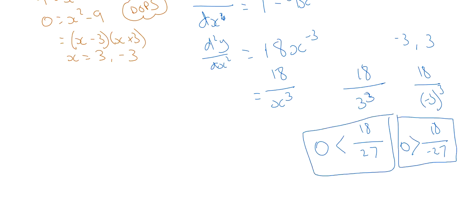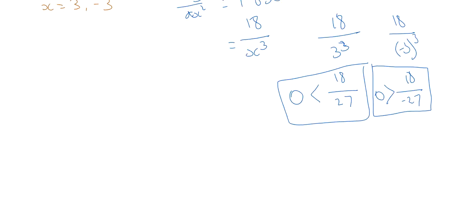What that means is if the second derivative is greater than 0, which this one is, that makes it a minimum turning point. It's kind of the opposite to what you think. So greater than 0 makes it a minimum. Less than 0 makes it a maximum. So that's the usefulness of a second derivative. It tells us the type of stationary point we're looking at.